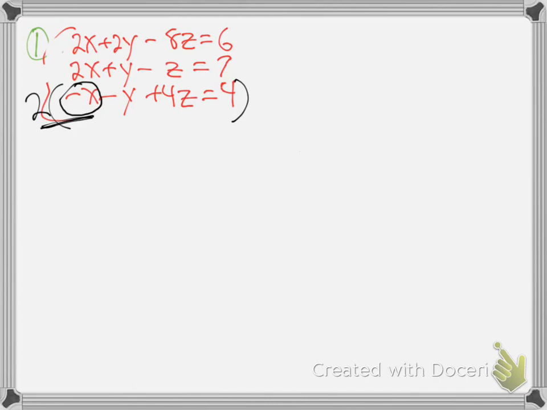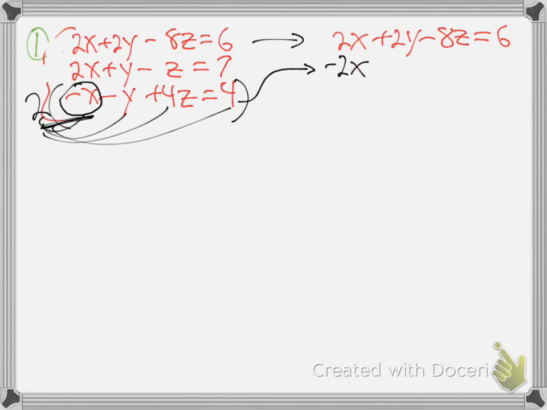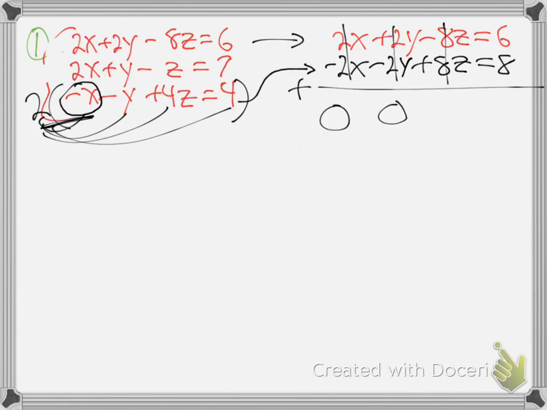So I'm just going to rewrite equation 1 right over here. 2x plus 2y minus 8z is 6. And then I'll take this one here times 2. So it'll be minus 2x, minus 2y plus 8z is 8. So add those up, and this is 0. Oh, but that's 0, and that's 0, and that's 14.